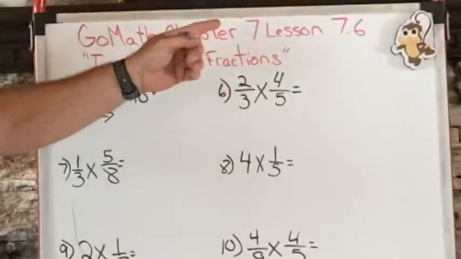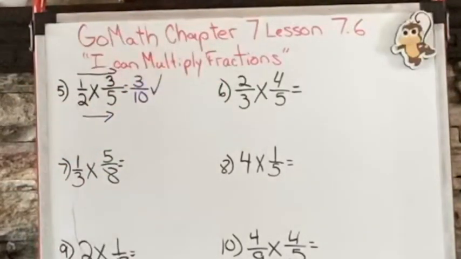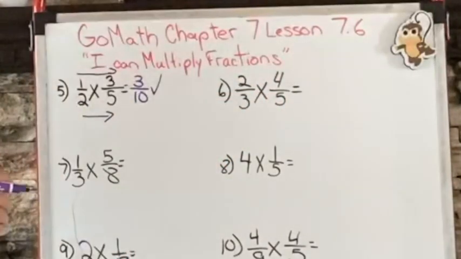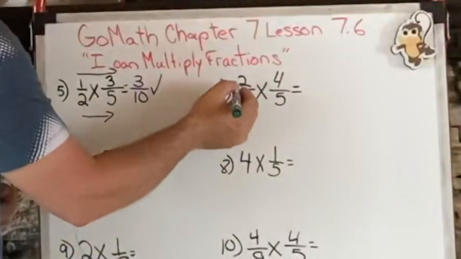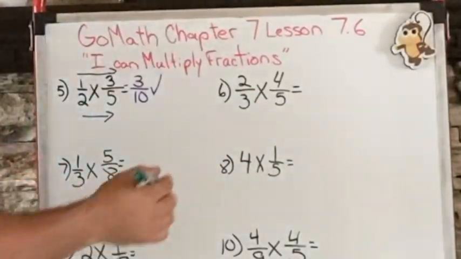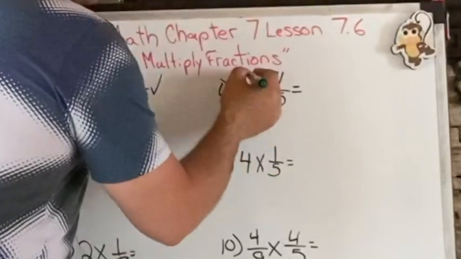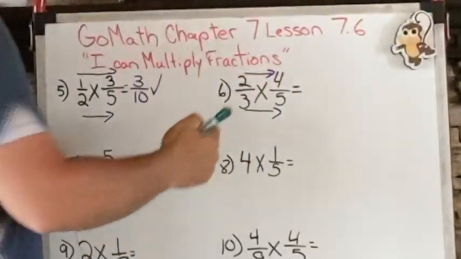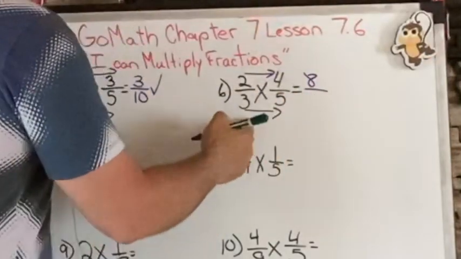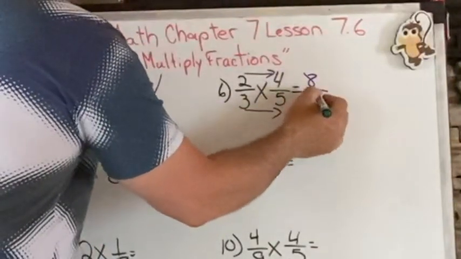Next problem, number 6. 2/3 times 4/5. We're going to look for cross-reducing again. 4 and 3. Can that be reduced? No, it can't. 2 and 5. Is there anything that goes into those two? No, there isn't. So we multiply straight across. 2 times 4 is 8. 3 times 5 is 15.